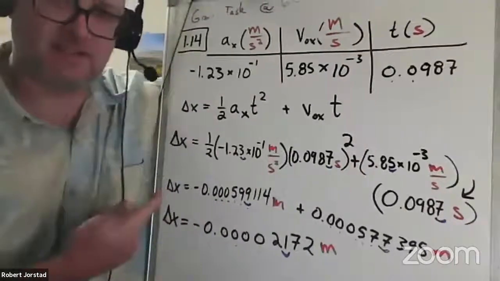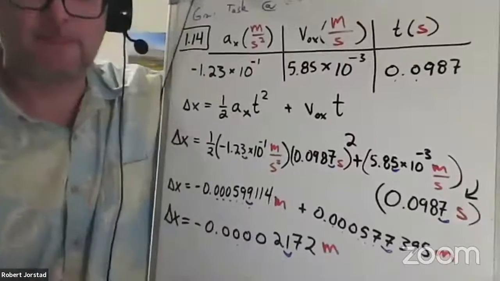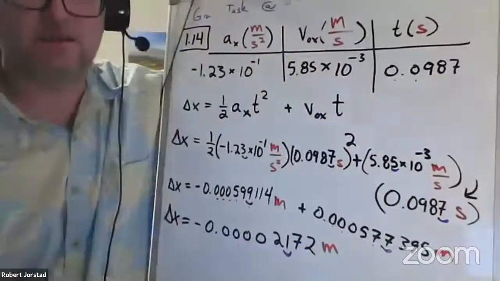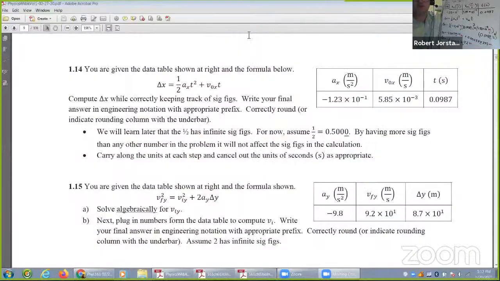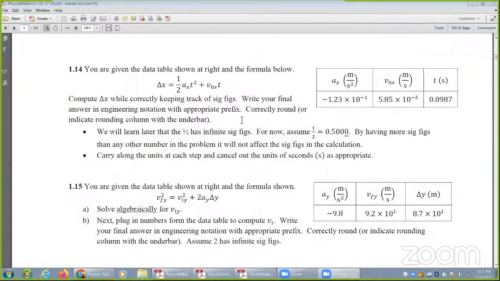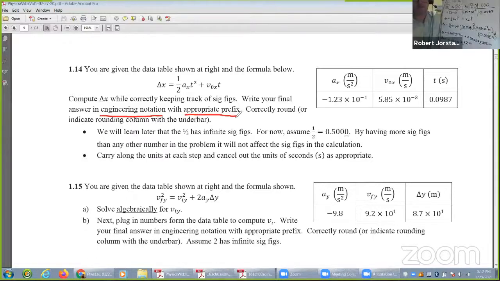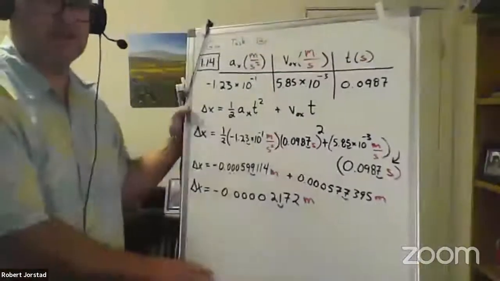Okay, so did we answer this question correctly? Not yet. Let's go back and see what we're supposed to do. What did we not do? Engineering notation. Engineering notation with prefix. So this is not valid. Okay, so what we can do here, let me stop the screen share. Don't make this hard on yourself. If you've got a calculator, it's really easy.